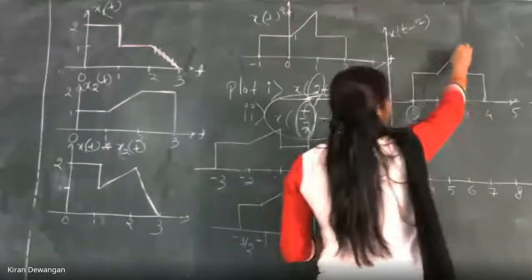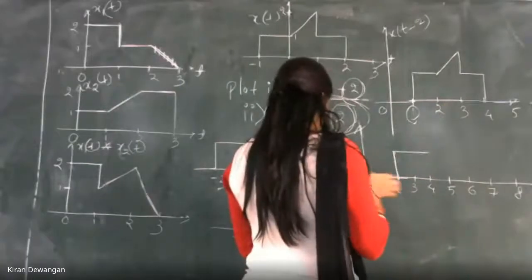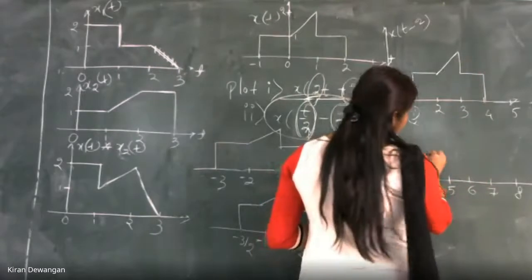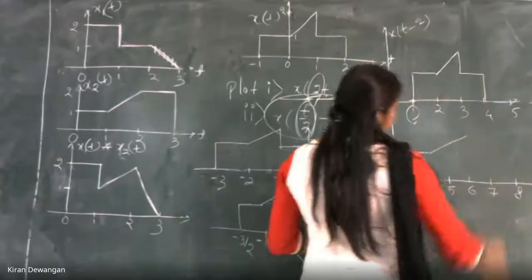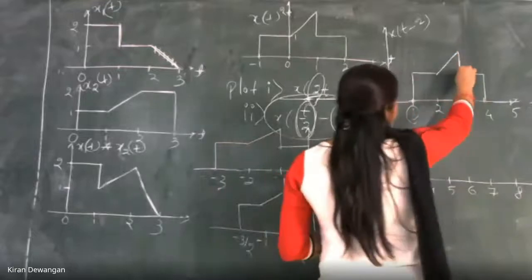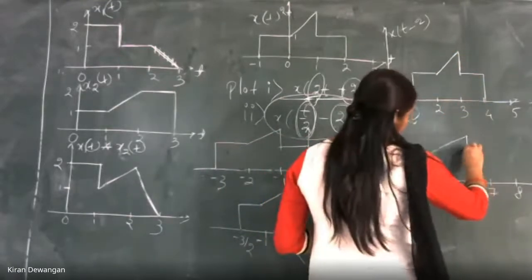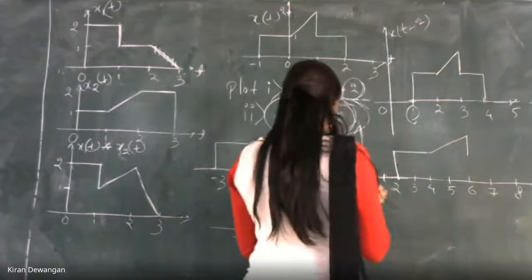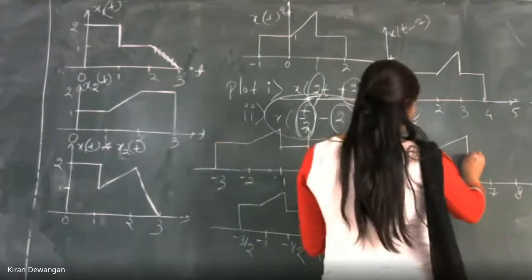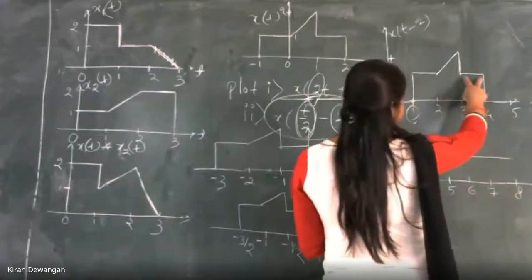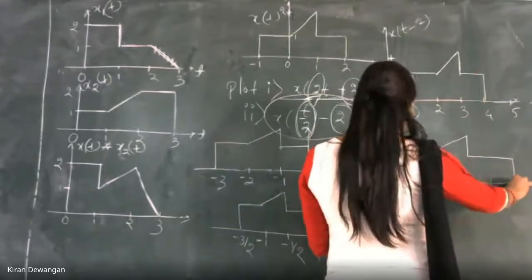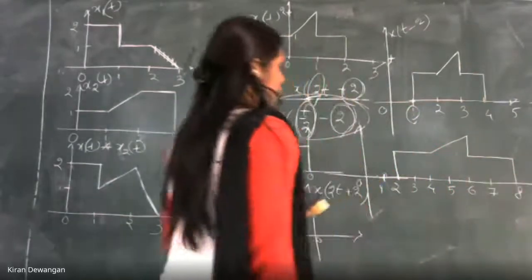Now for 2 to 3, it's an increasing value. So between 4 to 6 it will be an increasing value. Now there is a drop here at 3, so there will be a drop at 6. Now from 6 to 8, since there is a constant value between 3 to 4, there will be a constant value and it will be a drop at 8.